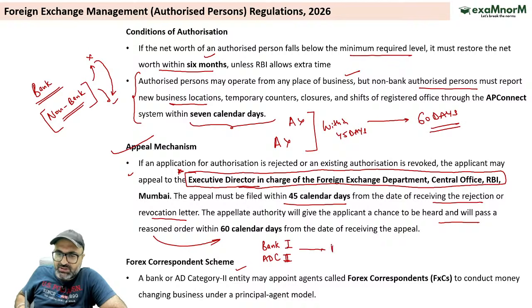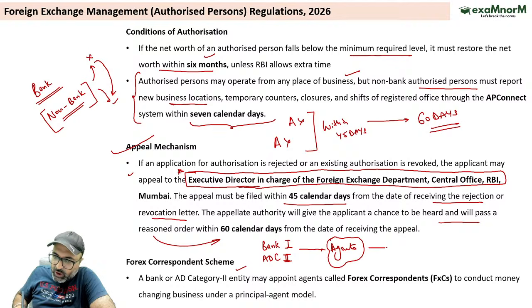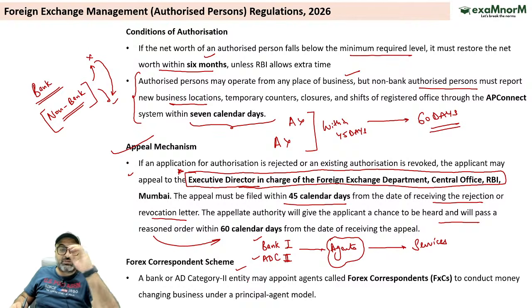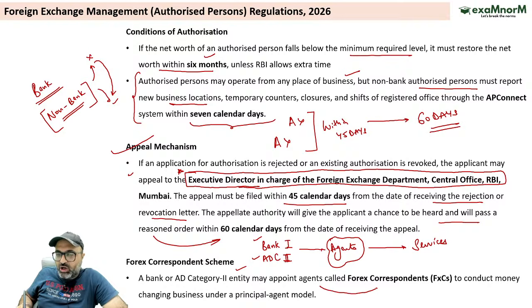So these are the agents which are appointed by the bank or authorized dealer category 2, and these agents provide services on behalf of this bank or maybe the authorized dealer category 2. So they are known as forex correspondents. So bank or authorized dealer category 2 may appoint an agent called forex correspondent to conduct money changing business under the principal agent model. Principal agent matlab this will be the principal and this will be the agent. End of the day, transaction is done by agent but it is performed on behalf of and its records are recorded with the principal.